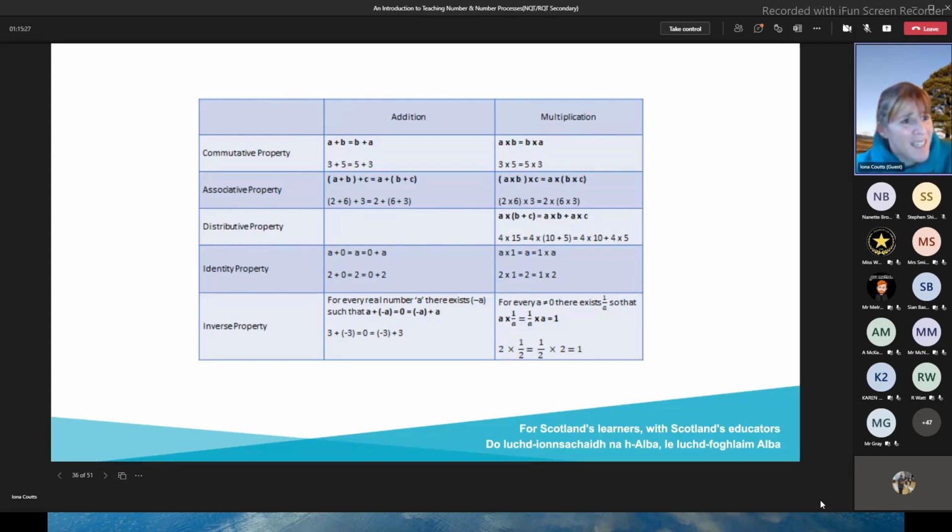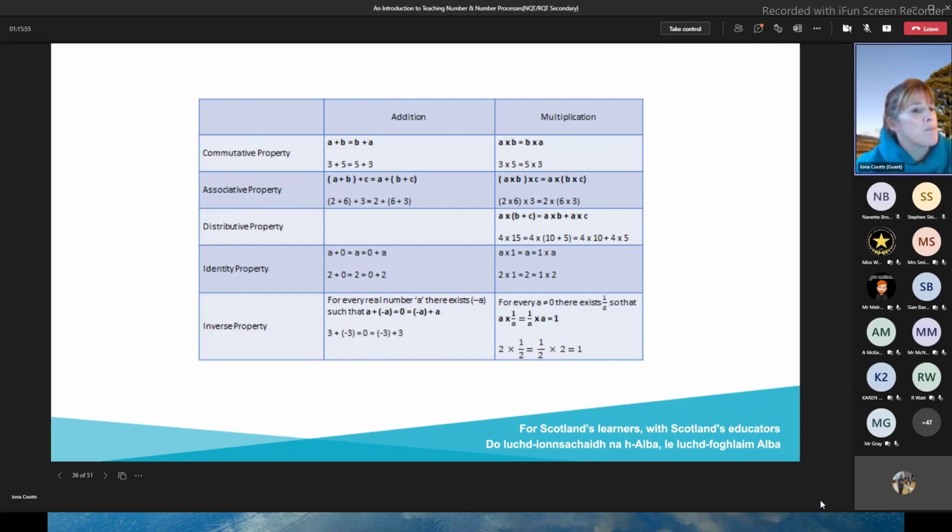Again, just coming back to this formal mathematical language, we've talked about commutativity and the associative property as well, the identity property and the inverse property. Obviously, those four have an equivalent with multiplication. There's the additional one there about the distributive property as well. But for all of these properties that we had for addition, we've also got them for multiplication.